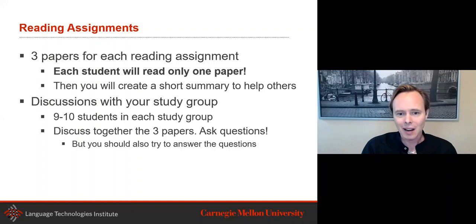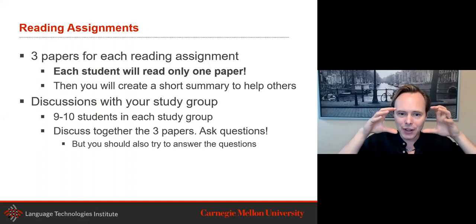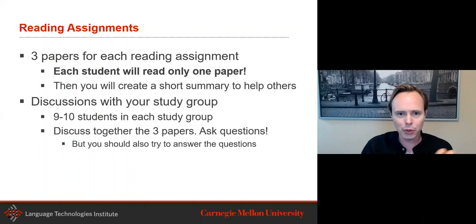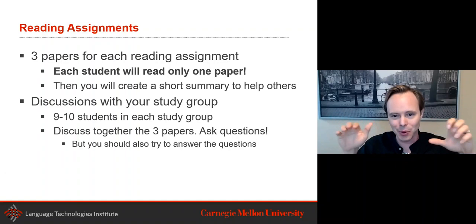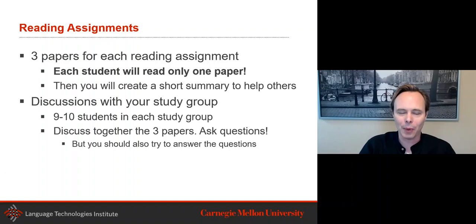For the first week, we are trying something. We are not forcing people, we're not assigning people to papers. What it means is you have a study group of 9 or 10 people, and we will leave it to you to pick whichever paper you want, with the hope that it is uniformly distributed. If it does not work, then the backup is we will assign people randomly to papers. And then you can help each other. So we're trying a first version.